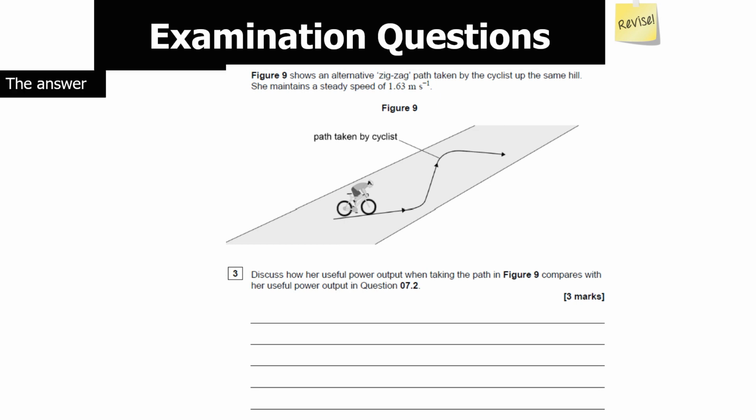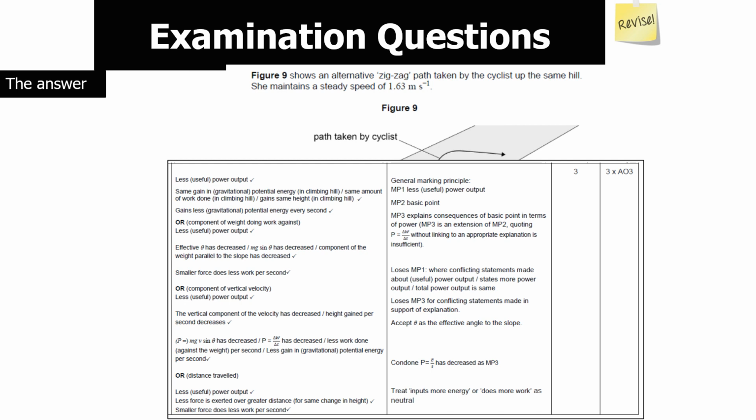Right, so the important thing to note here is that when you're taking the zigzag path, it's going to be a less powerful output, because power is the work done per time. You're going to have the same work done, the same gain in gravitational potential energy, because you're doing the same change in height, but the time is going to take longer because you're going in a zigzag path. Your displacement is staying constant but your distance traveled has increased. So you're gaining less energy every second, so therefore your power has gone down.